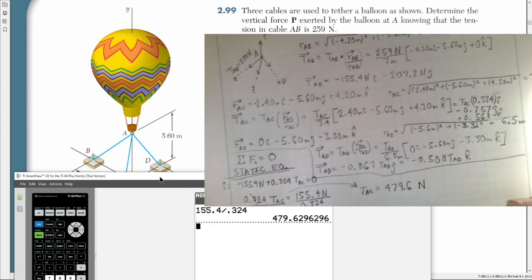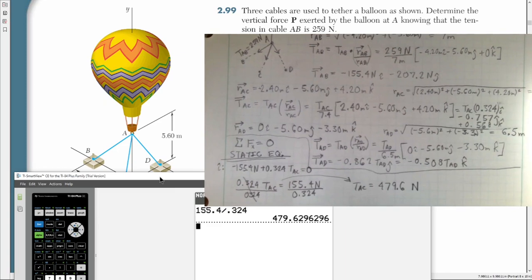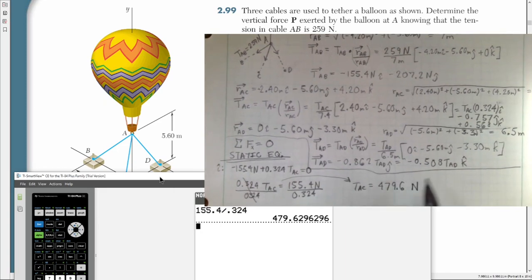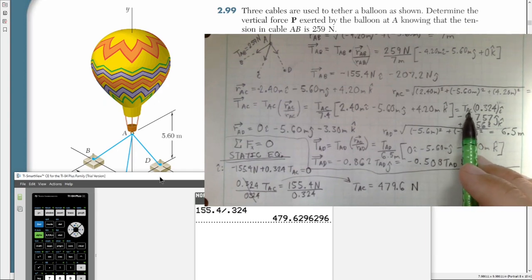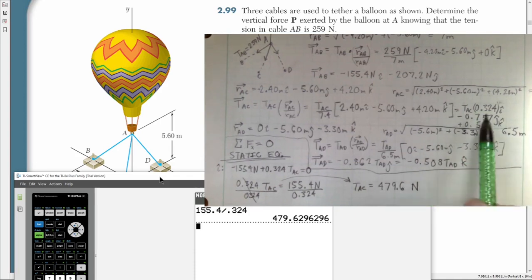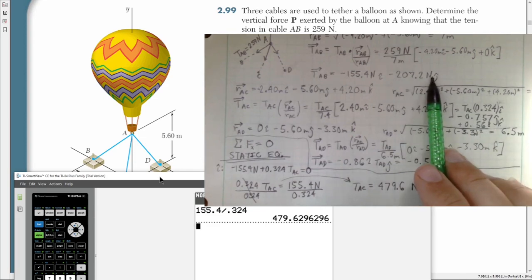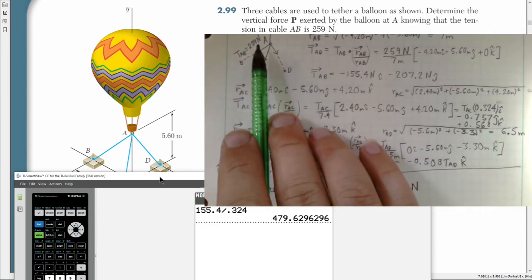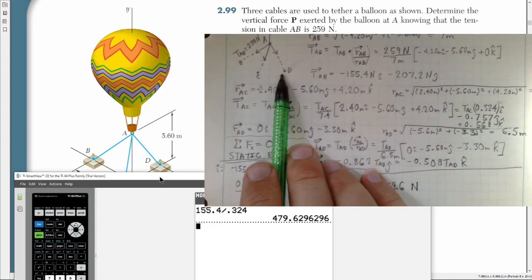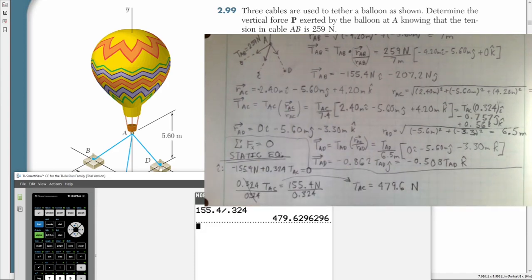Okay, now notice we have our value for tension AC. We can substitute that into each one of these components and find the value of the tension in each one of those components in the x, y, or z direction. So now if we notice, we have tension AC in our j hat direction, but there's an unknown force P pulling up as well. So we need to find tension AD next. To find tension AD, let's go back to the diagram real quickly.